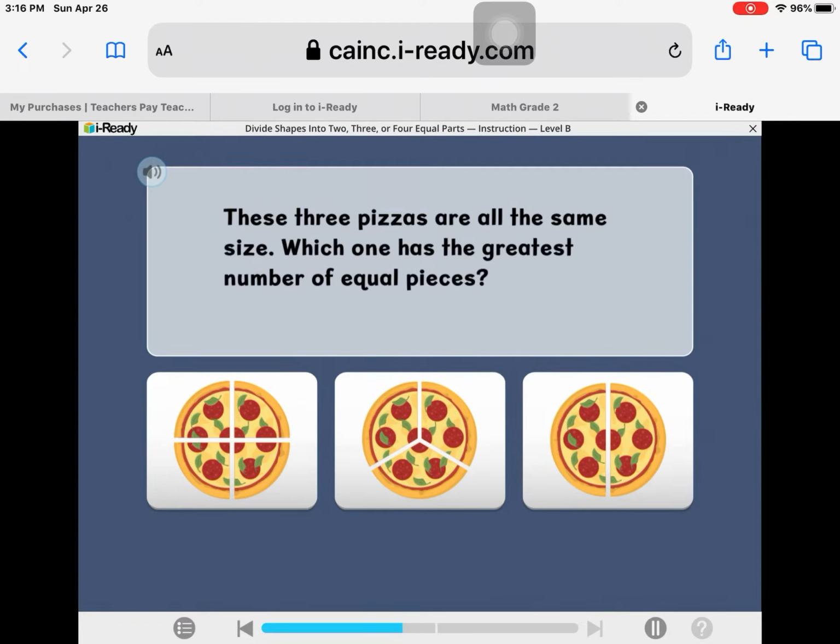These three pizzas are all the same size. Which one has the greatest number of equal pieces? Yoop yoop! This pizza has 4 equal pieces. That is more than 2 or 3 equal pieces.